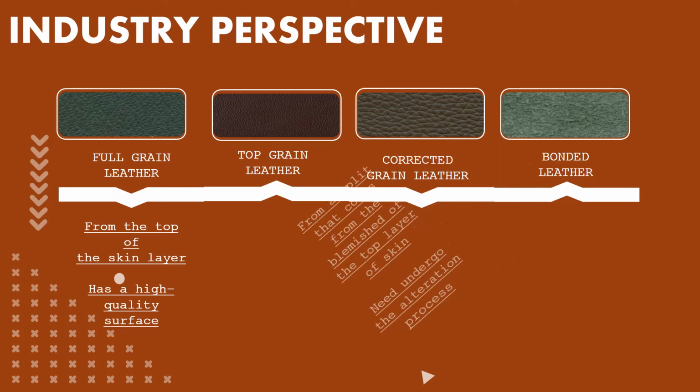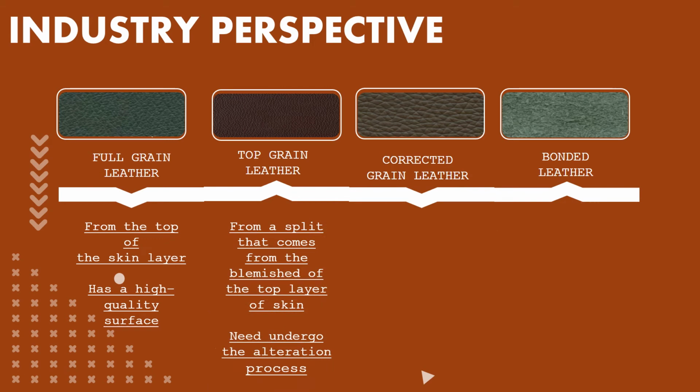Secondly, top grain leather. The leather is produced from a split that comes from the blemished top layer of skin. It begins by removing the original surface of the grain and replacing it with artificial grain. As a result, the leather needs to undergo the alteration process to compensate for the lack of natural structure.